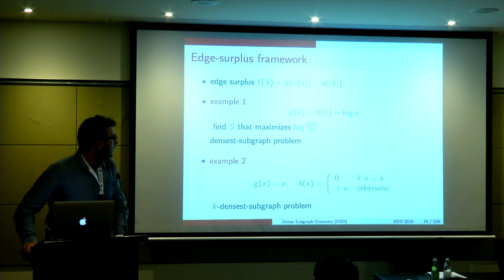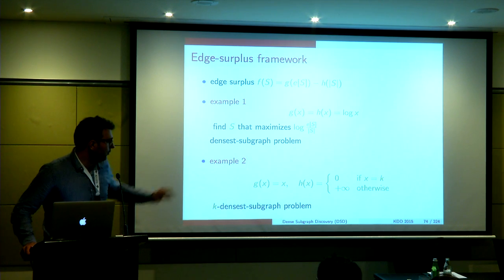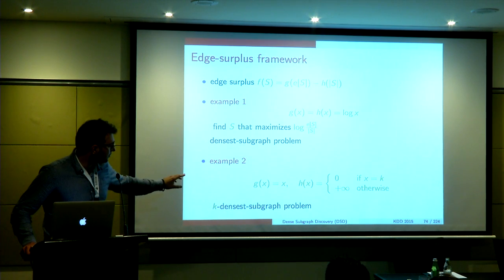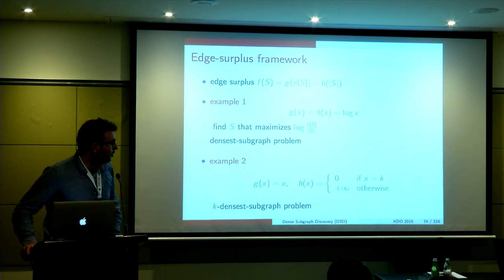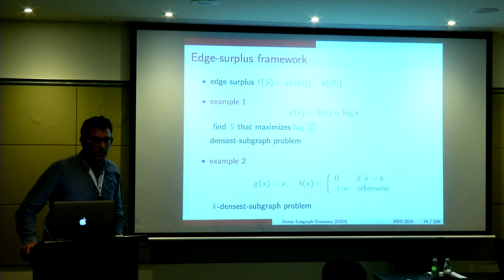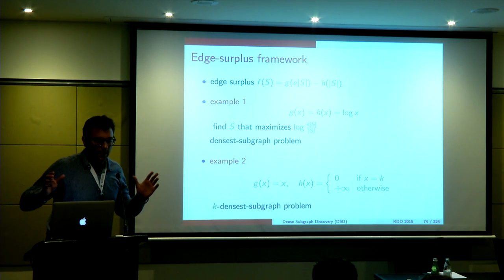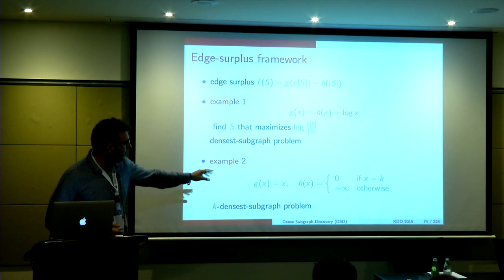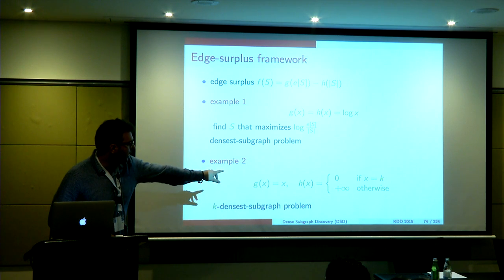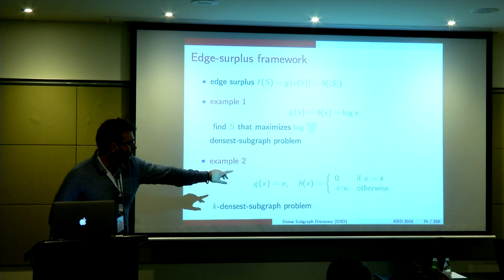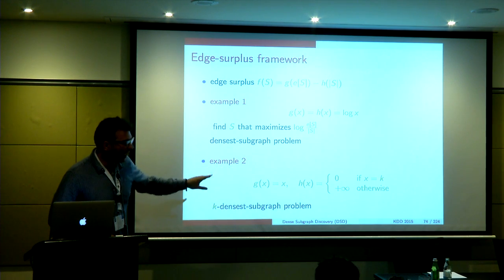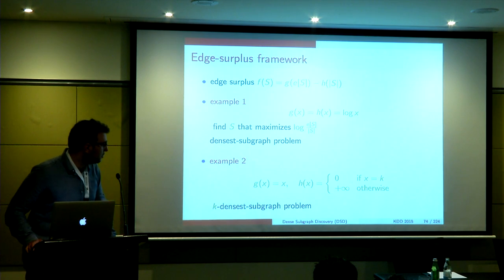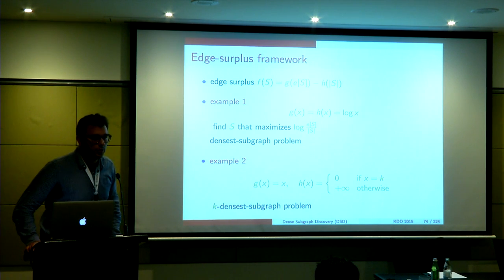Because it's the same thing. The second thing, if you forget for a moment the monotonicity property of h, is that if you set g to be the identity function and h to be 0 if x equals k, then we ask the problem of finding the densest subset of vertices with exactly k vertices. We can solve this by setting h to be a function which takes value 0 if x equals k, otherwise plus infinity. This is known as the k-densest subgraph problem, and we're going to mention it later.